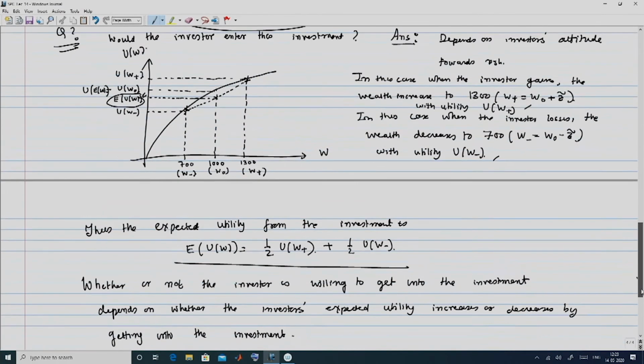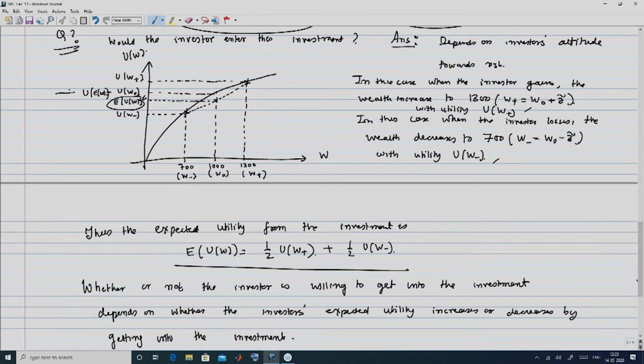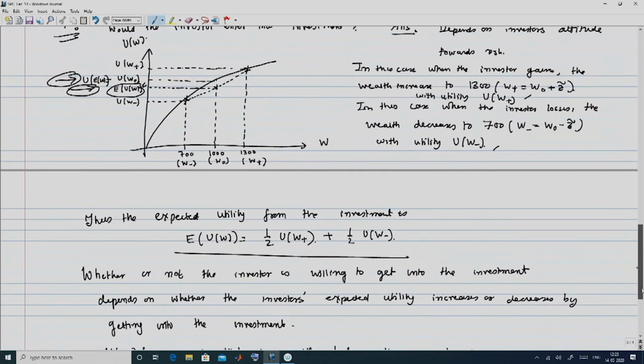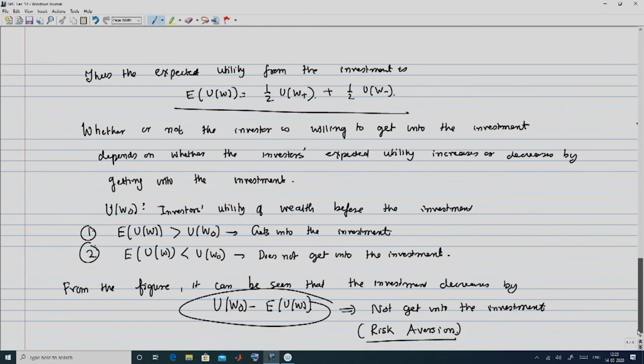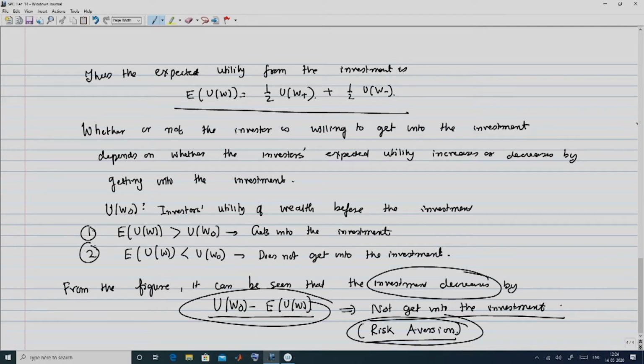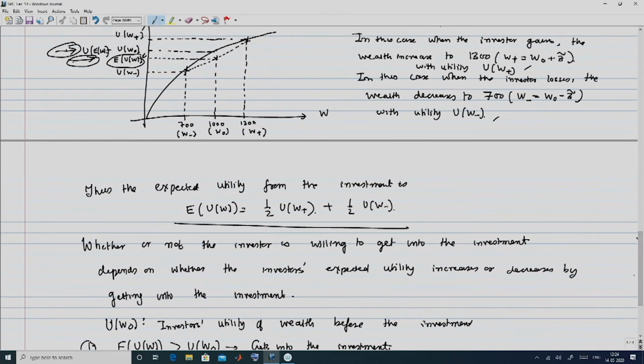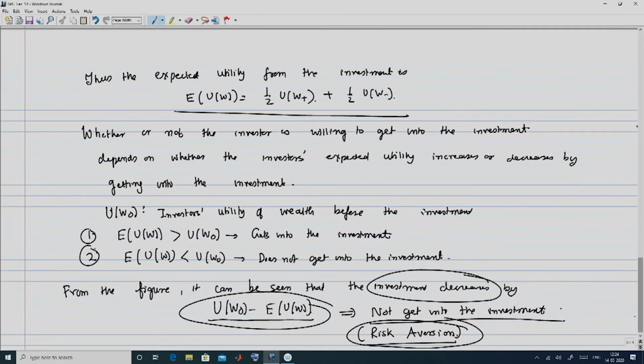So, remember, going back to the graph, observe carefully: this is the utility level that the investor would have without making the investment, and this is the level that they are expected to have if they invest. You observe that the level after investment is less than this level, and the difference between these two, U of W naught minus expected utility of W, is the decrease in the value of utility as a result of the investment. That is the reason why the investor is not going to get into the investment, because the investor is risk averse. And this has happened because the graph is a concave graph. That is the reason why we have this quantity ending up being negative.